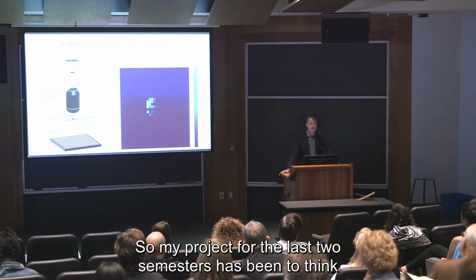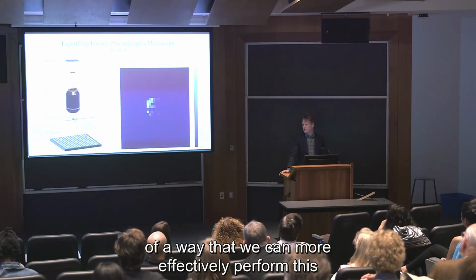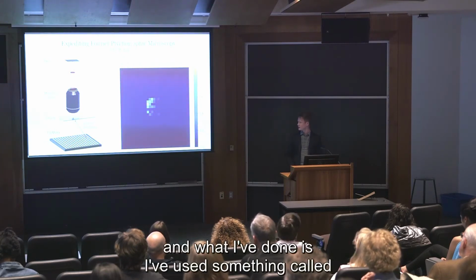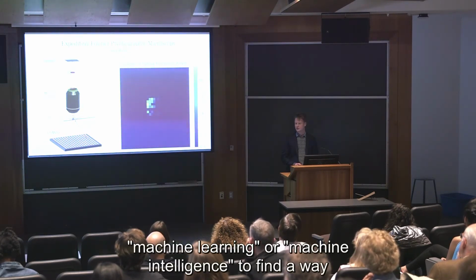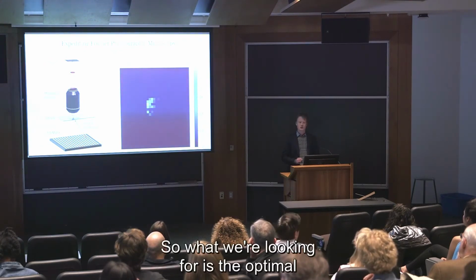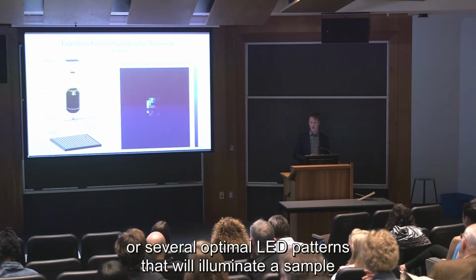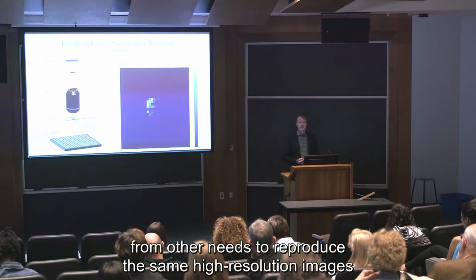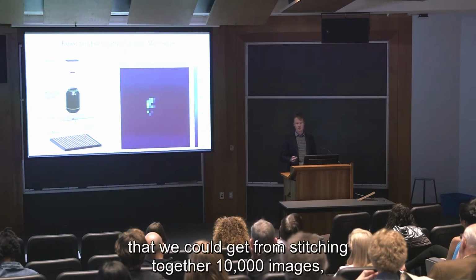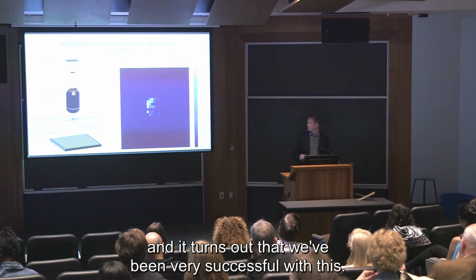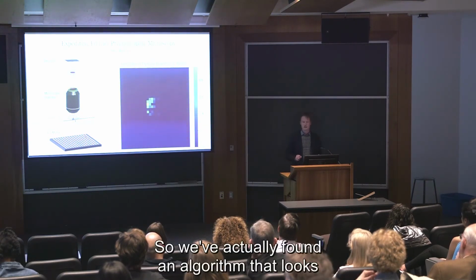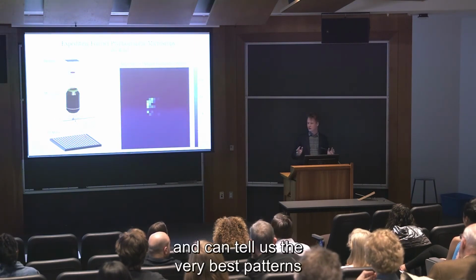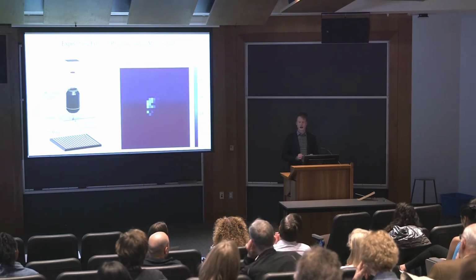So my project for the last 2 semesters has been to think of a way that we can more effectively perform this technique without resorting to stitching together thousands and thousands of images. What I've done is I've used something called machine learning, or machine intelligence, to find a way to speed up this process. So what we're looking for is the optimal, or several optimal, LED patterns that will illuminate a sample from underneath to reproduce the same high-resolution images that we could get from stitching together 10,000 images. And it turns out that we've been very successful with this. We've actually found an algorithm that looks at all the patterns and all the low-resolution images and can tell us the very best illumination patterns to reconstruct a high-resolution image.